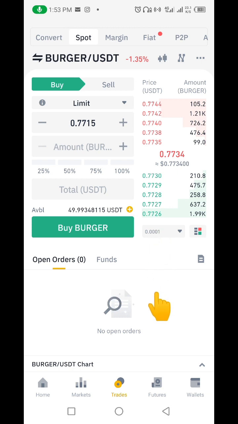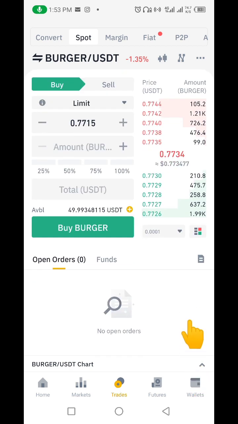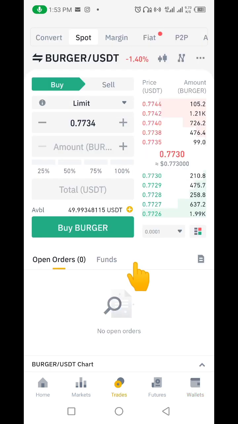First and foremost, you need to make sure that you have your coin on your spot wallet. You can see up here, this is spot wallet. Make sure your coin, if I come down here to my wallet, if I click this wallet here, you can see my USDT here. So this USDT is on the spot wallet.